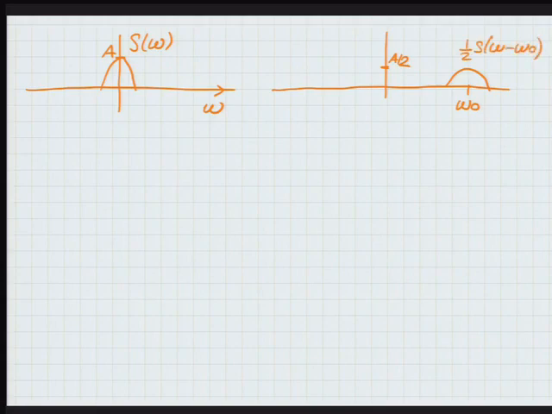In a different color, I'll show you the other part. The second part is again half, but you shift it to the left, so that will be centered at negative omega 0. Again, the same amplitude. So this gives you 1/2 S of omega plus omega naught. So that's all that happened when I multiplied my signal with a cosine.